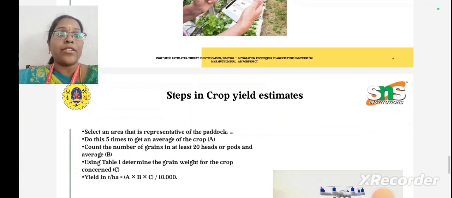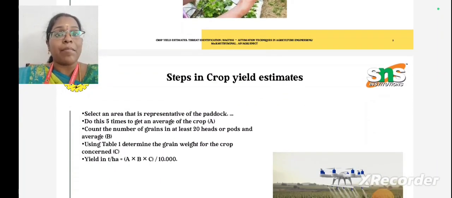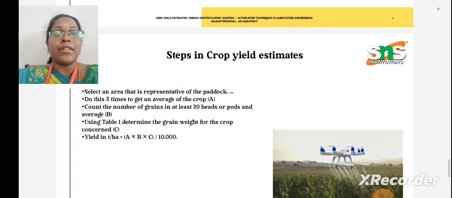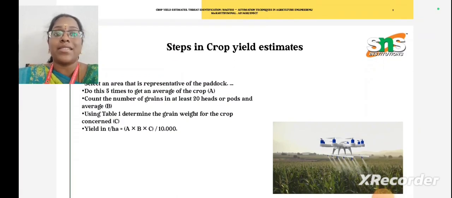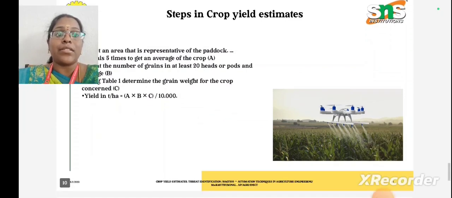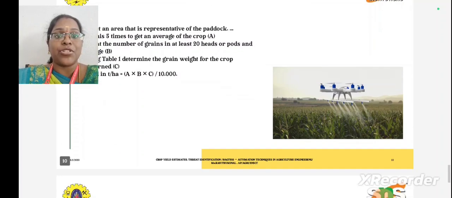So the steps involved in crop yield estimate. I have given a manual calculation. If you are going to calculate the crop yield, then we have to select an area that represents a paddock, and do this 5 times to get an average, which is A. Then count the number of grains in at least 20 heads or pods, and the average is represented as B. Using the table, determine the grain weight for the crop concerned, which is C. So the yield in tonnes per hectare is A times B times C divided by 10,000. This will give me the crop yield estimation.